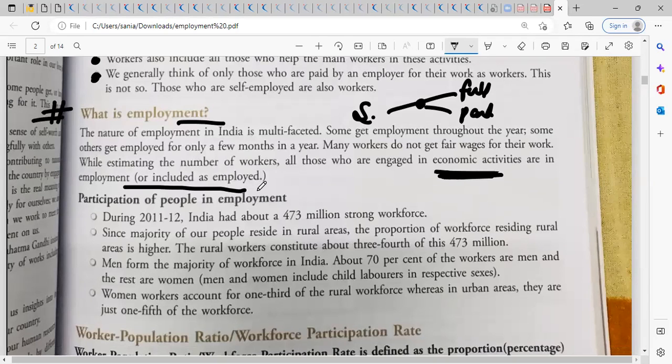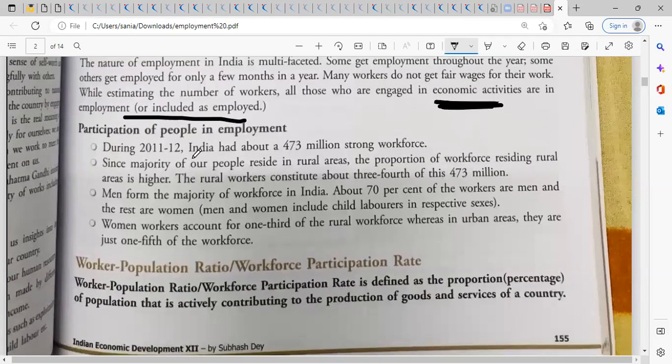Okay. Now next is participation of people in employment. During 2011-12, India had a 473 million strong workforce. Most of the people reside in rural areas, so they were coming from there and contributing.